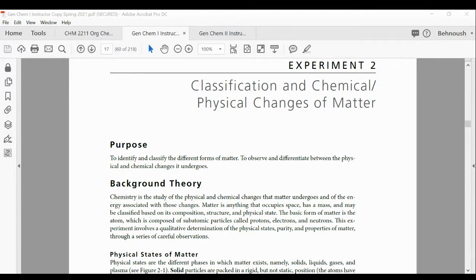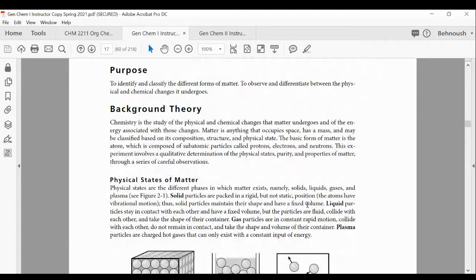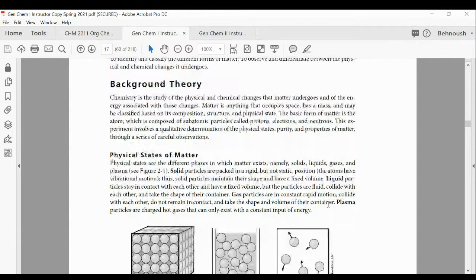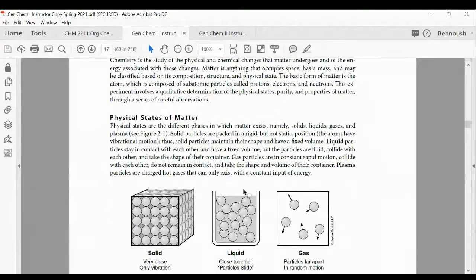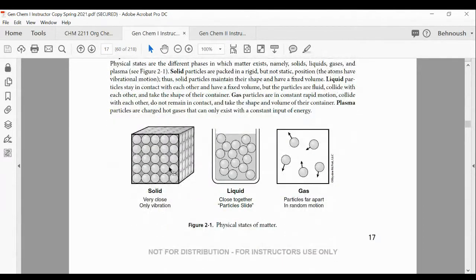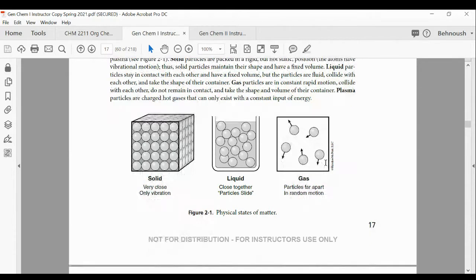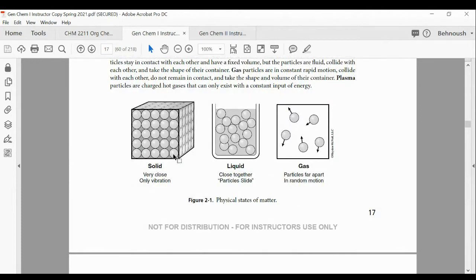So experiment 2, it's different from experiment 1. In experiment 2, you don't have to write the procedure, it's a shorter experiment. At the same time, it's very important because it's trying to help you understand the difference between physical changes and chemical changes, and also what are physical properties, what are chemical properties. So change in state is considered physical property because the composition of the compound does not change.